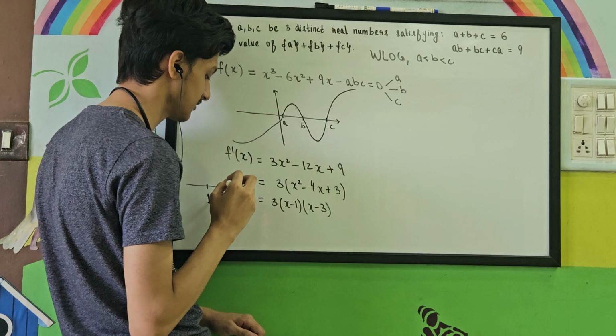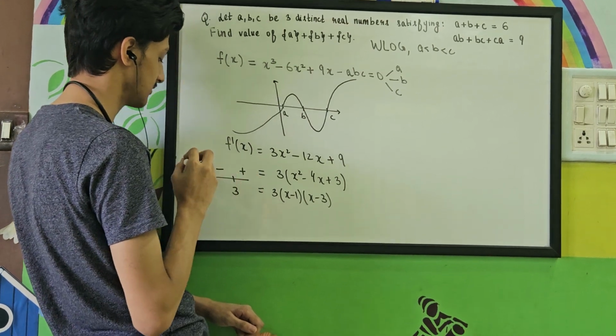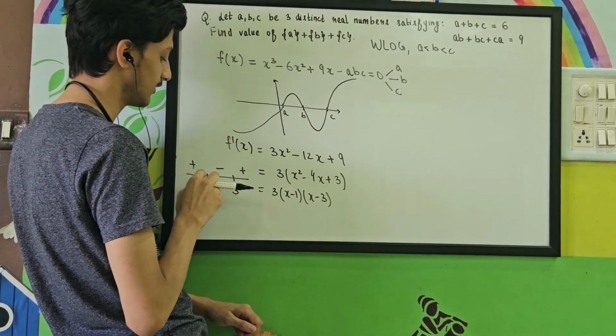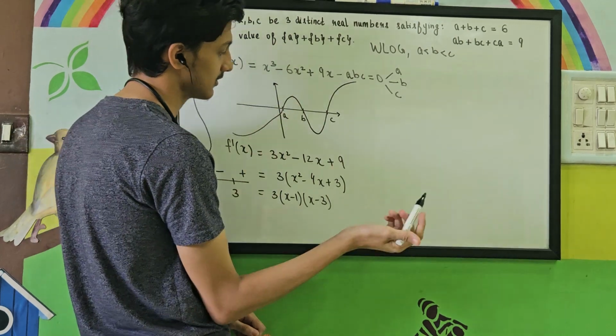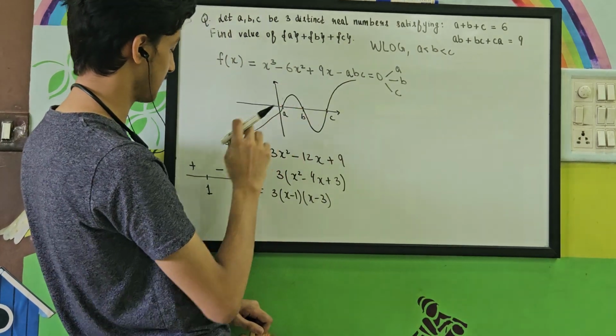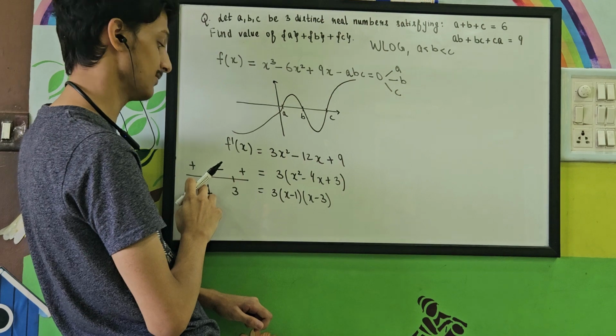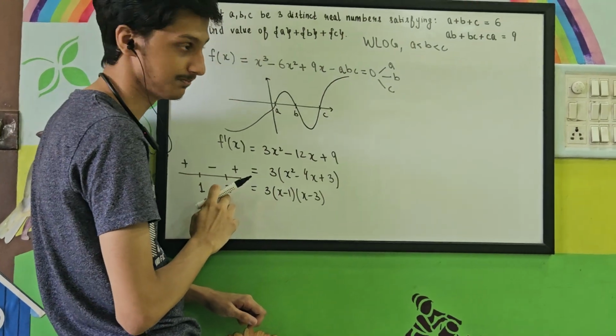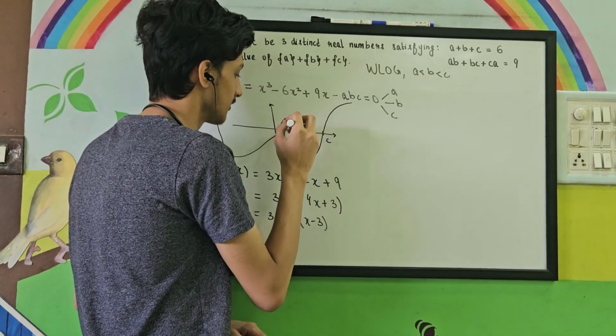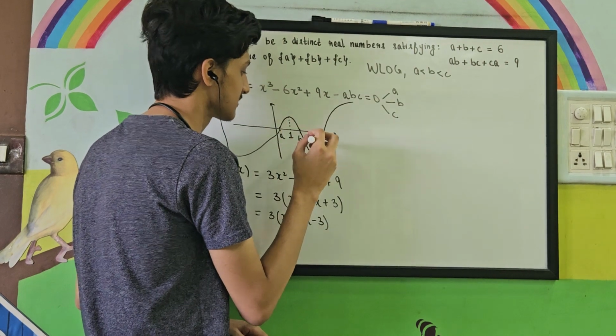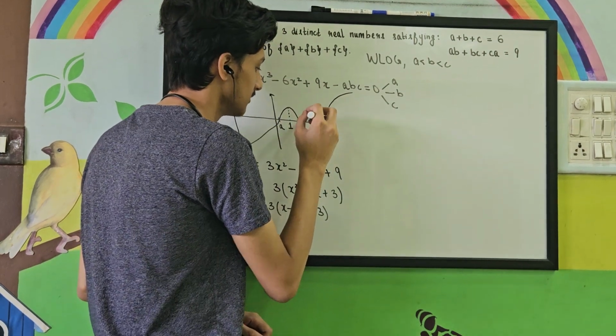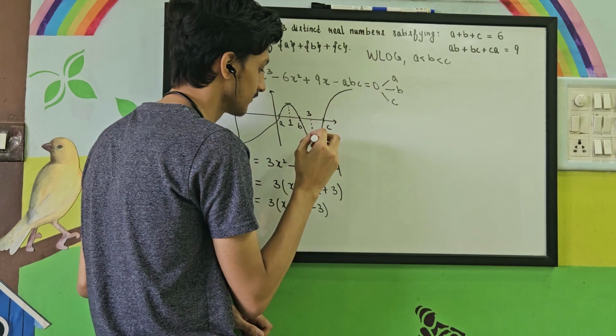Beyond 3, the function is increasing. Between 1 and 3, the function is decreasing. And before 1, the function is increasing. So let's see, that means that 1 over here will be the maximum and 3 will be the minimum. So let's mark that on our rough plot. 1 is the maximum, and over here 3 is the minimum.